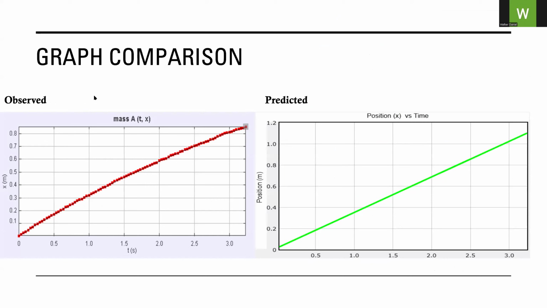And these are our graphs that we got. On our left is the observed graph, and we can see it curves slightly, showing it's slowing down a little bit. And our predicted graph is straight linear. And this shows us that something went wrong.